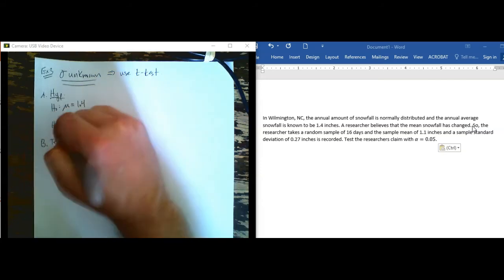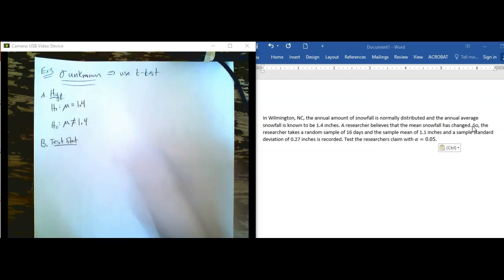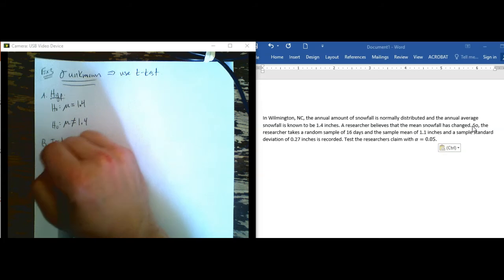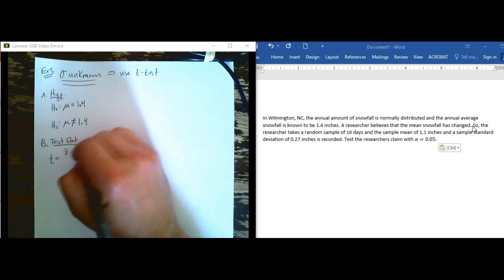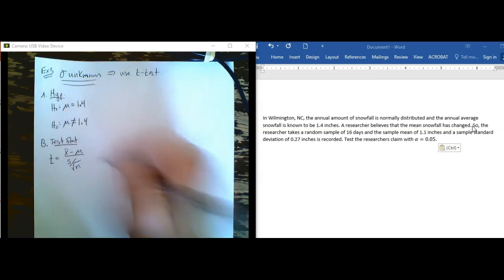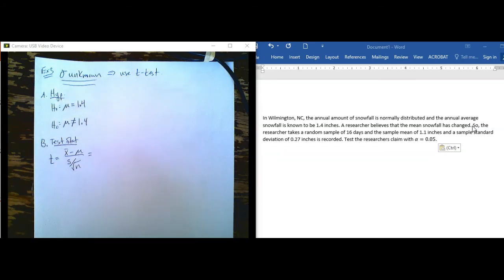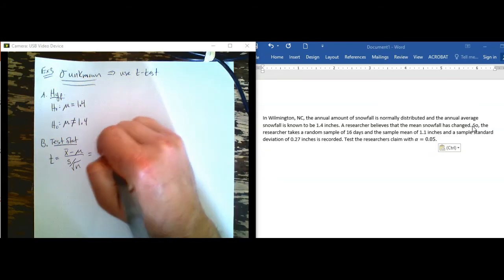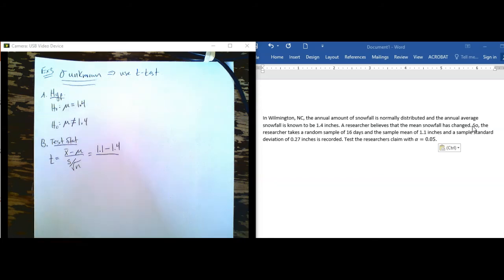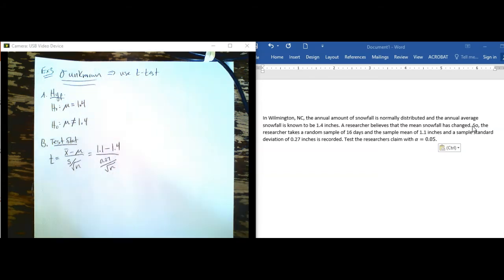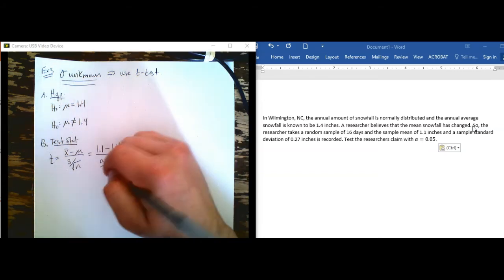Test statistic. So here we have to pick the right formula. Remember, we're doing a t-test, so we're going to find a t-test statistic: x bar minus mu over s over the square root of n. So let's plug those values in. What is our test statistic? Sample mean is 1.1. Mu is 1.4, over s, our sample standard deviation, is 0.27, over the square root of n, which is 16.